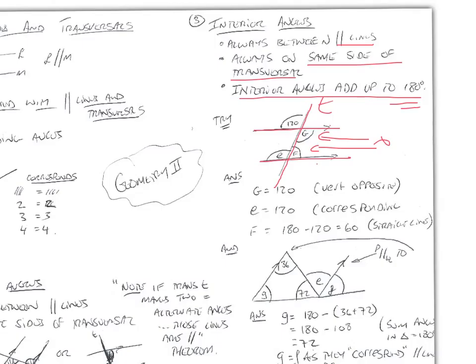Okay, so if we look at this example here, we have 120 degrees, and we have G, E, F. To solve those, we can say G is 120 because they're vertically opposite. We can say E is 120 because they're corresponding angles, and we can say that F must be 180 minus E, which is 120, so it must be equal to 60. That's applying the straight line rule. We could also apply the interior angles rule here, because we know that G is equal to 120. We know that G and F should add up to 180, so F must be equal to 60.